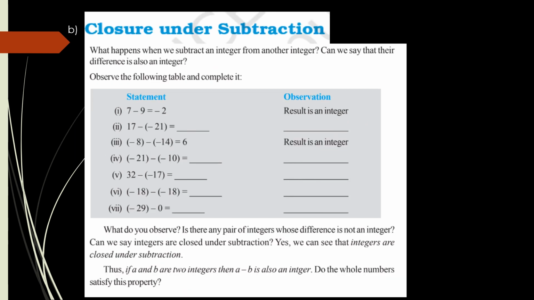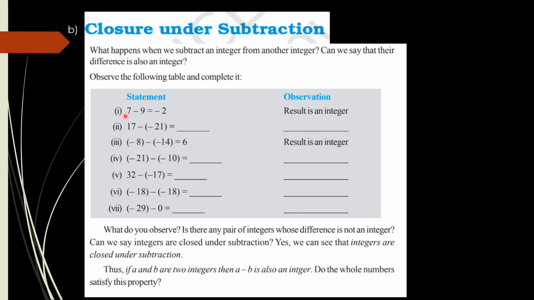Next, b, closure under subtraction. Now we are going to check whether this closure property is true in the case of subtraction. What happens when we subtract an integer from another integer? Can we say that their difference is also an integer? You can take the next page, that is page number 6, and read yourself. Observe the following table and complete it.